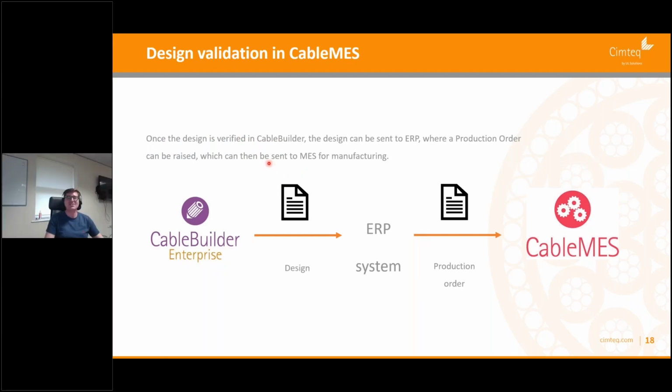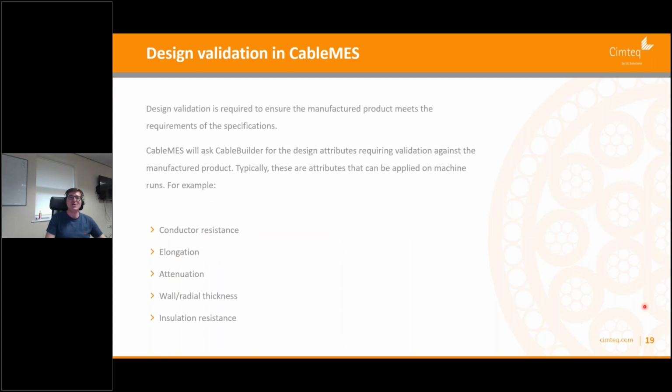So, once the design is verified in CableBuilder, the design can be sent to ERP, where a production order can be raised, which then gets sent over to the MES for manufacturing the product. So design validation is required to ensure the manufactured product meets the requirements of the specification. CableMES will ask CableBuilder for the design attributes requiring validation against the manufactured product. Typically, these are attributes that can be applied to machine runs, for example, conductor resistance, elongation, attenuation, wall or radial thicknesses, insulation resistances, things like that.